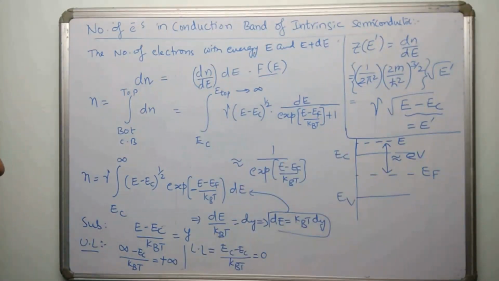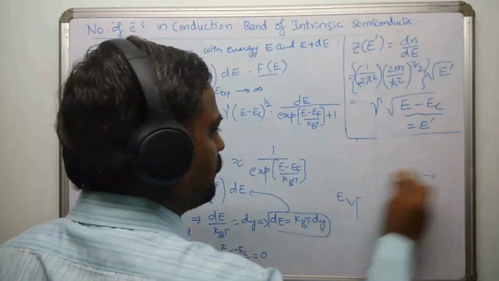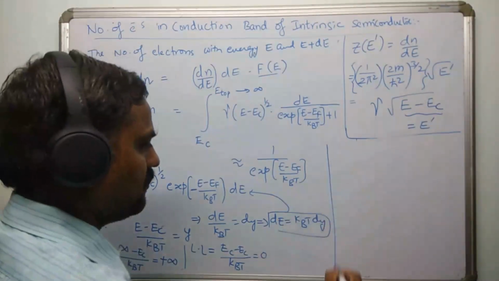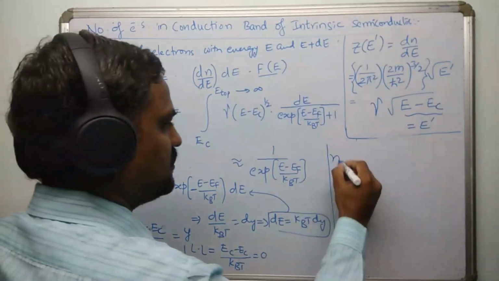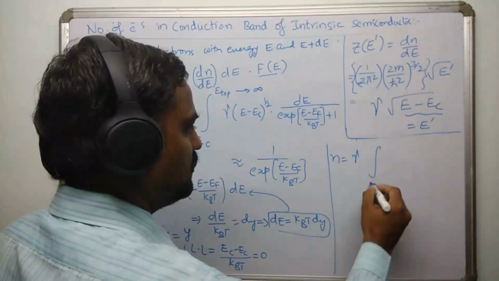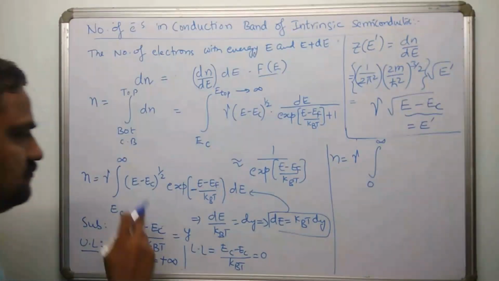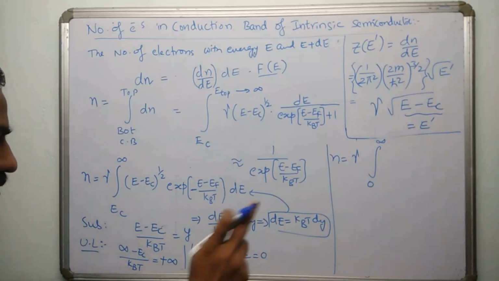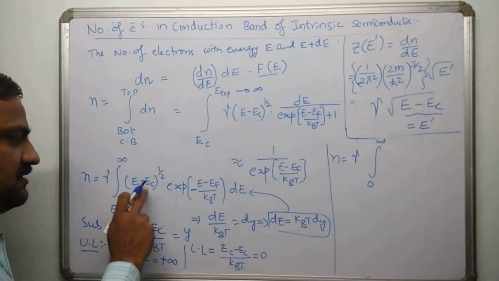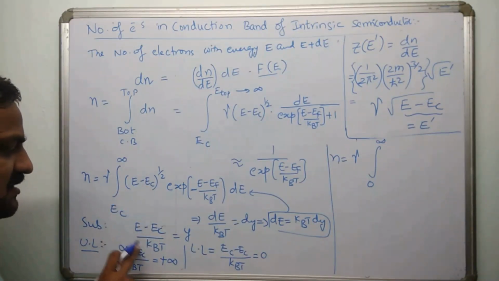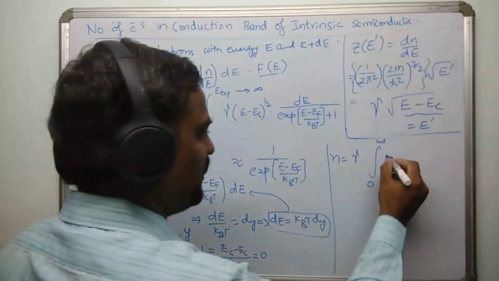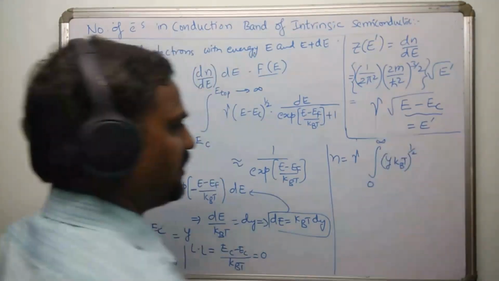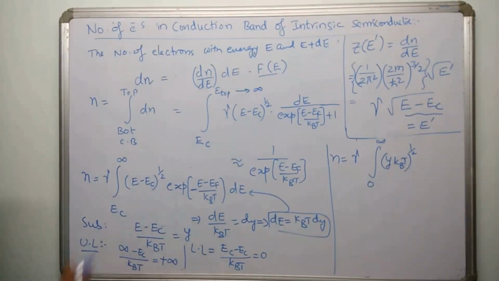So now the integral can take a new form. I'm going to erase this portion. The integral can take a new form where you can write n is equal to gamma times the integral from 0 to infinity. This term is there and this term is there, along with dE, with the upper and lower limits substituted. Now I want to write this E minus EC by kBT as y. So I will write it as y kBT whole power 1 by 2. This is one part, into the exponential of this term.